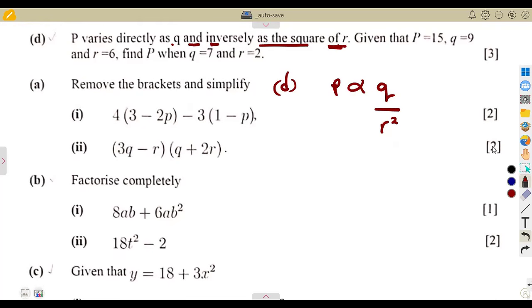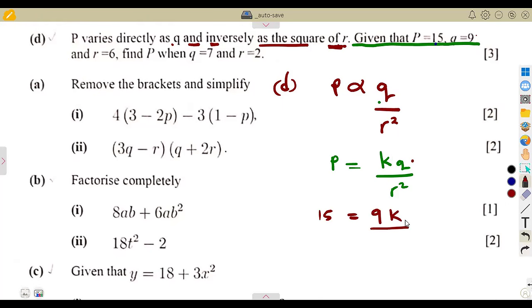Then we are given P and Q. This statement that we are given P is this, Q is this, and R is this part, on its own, this part is going to help us to find the value of K. Remember, you introduce the constant. So P is equal to the constant times Q over R squared. Then substituting what you're given, P is 15. You need to substitute all this part that you're given. P is 15 when Q is 9. So this is 9 times K over R squared, which is 6 squared.